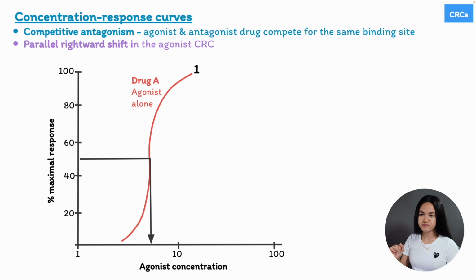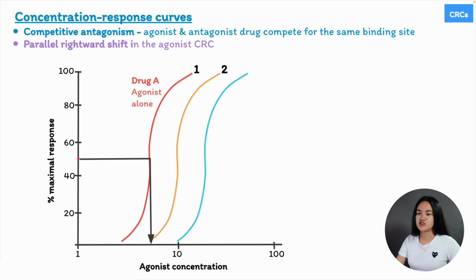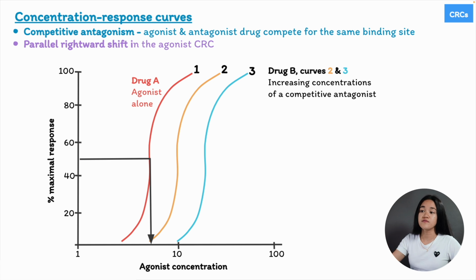This right here. This point corresponds to the concentration of drug A that achieves 50% of the maximum response. Okay? Now let's focus on curves 2 and 3, which demonstrate the impact of increasing concentrations of a competitive antagonist on the agonist drug.